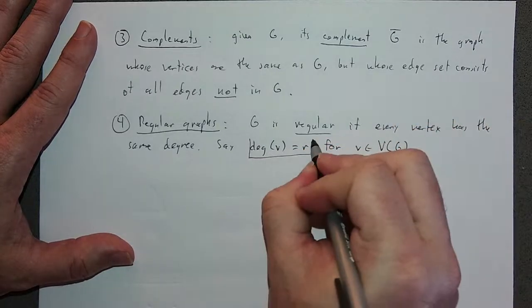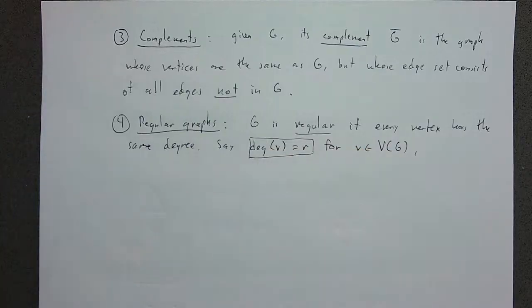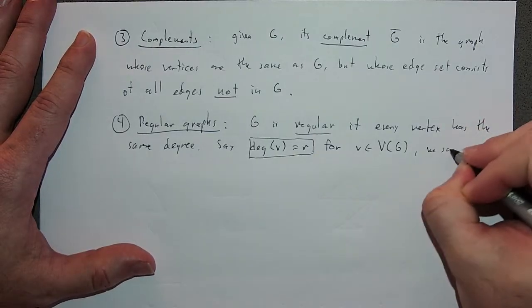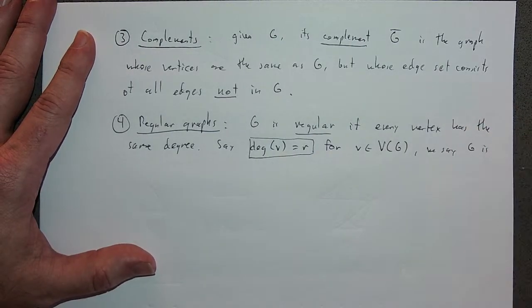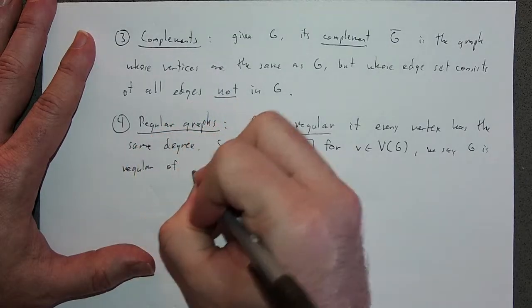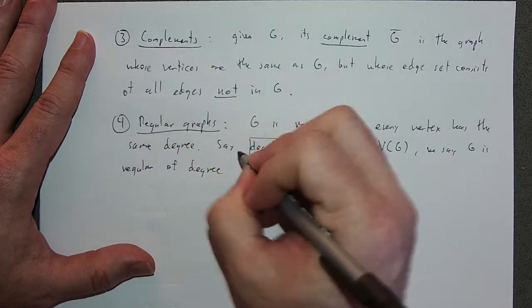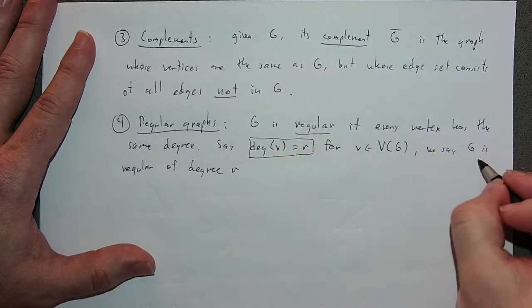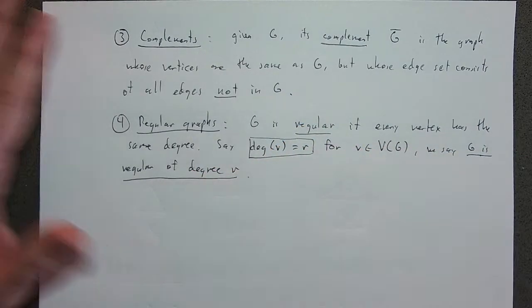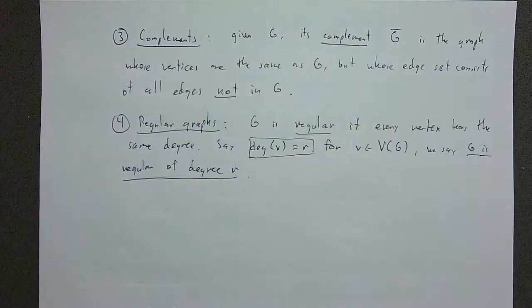Then this R is the degree via which G is regular, so every vertex has that degree. We say G is regular of degree R. Okay.